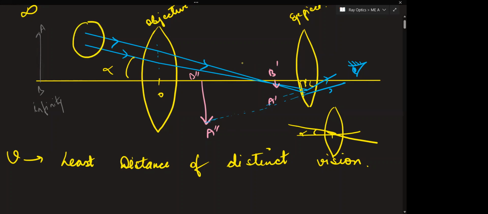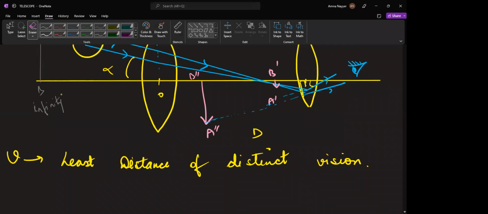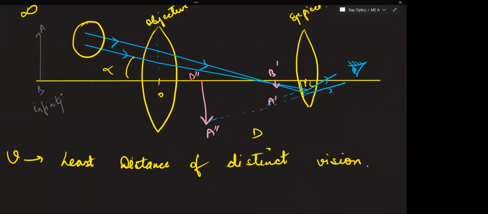These are parallel, just parallel, because these rays are coming from infinity. So the image is at least distance of distinct vision. It means you can simply say this separation. I'm erasing this, but make sure when you draw, please draw it properly. At least make sure that this angle is alpha, which is crossing. So this is least distance of distinct vision, right?